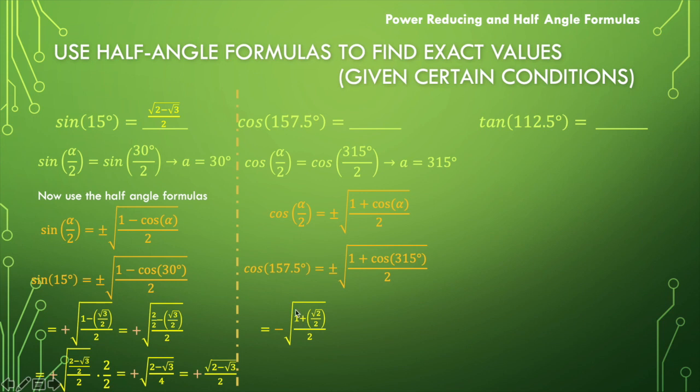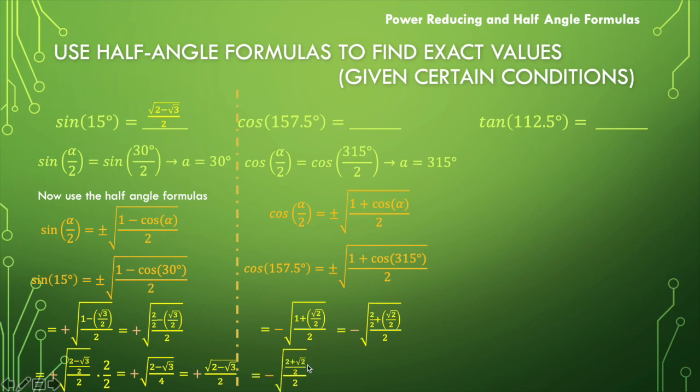Get a common denominator here. This is going to be 2 over 2. All right, I'm keeping that negative and the radical the whole way. Let's combine these two fractions into a single fraction. We would have 2 plus the square root of 2 over 2, and that whole thing divided by 2, and that whole thing under the radical, and that whole thing negative.